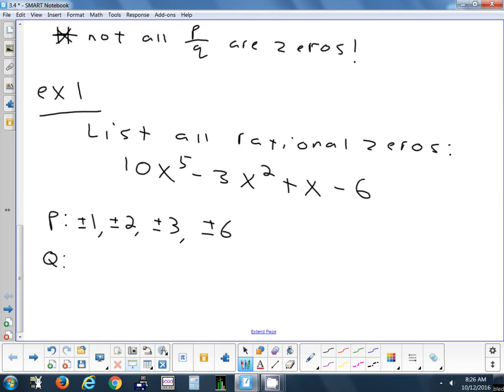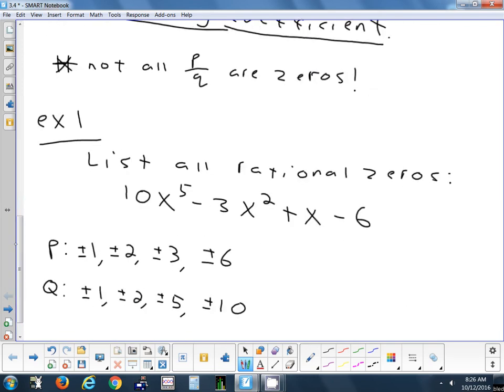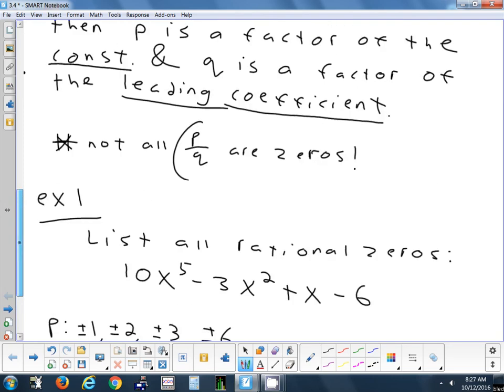Grayson, what's the leading coefficient here? 10. And what are your factors of 10? 1. Yep, 1, 2, 5, 10. And of course, negative 1, negative 2, negative 5, and negative 10 are also factors. Any number that divides into 10 without a remainder. Now, if there is a rational root in this problem, it's going to be of that form, P over Q.